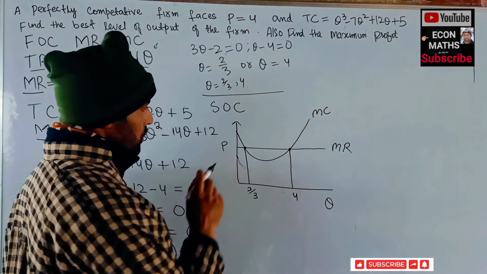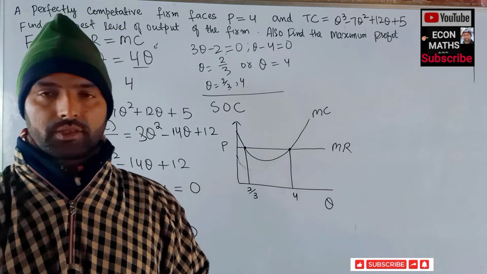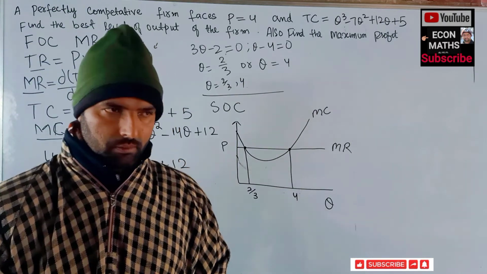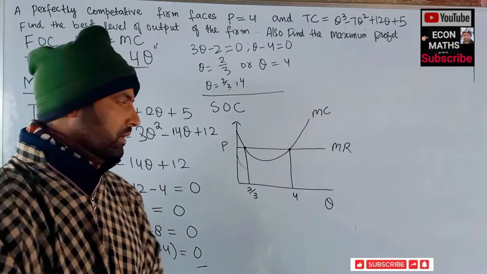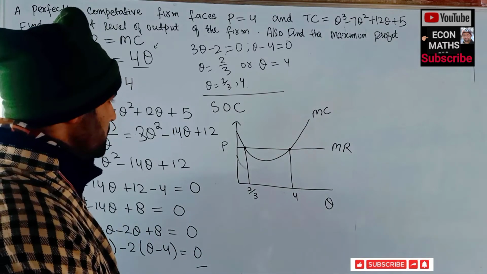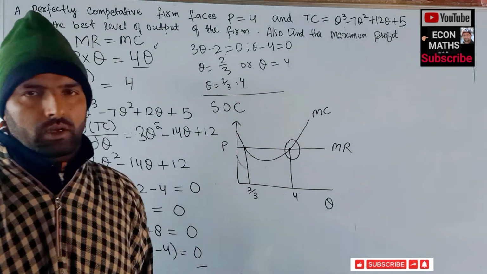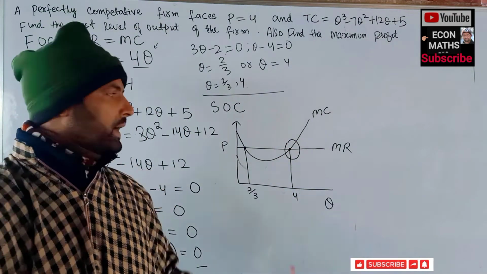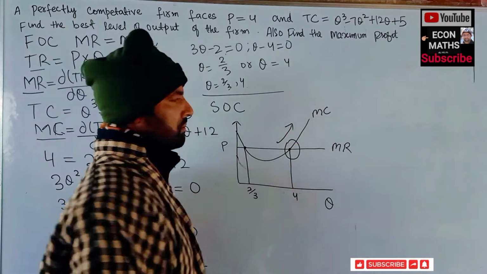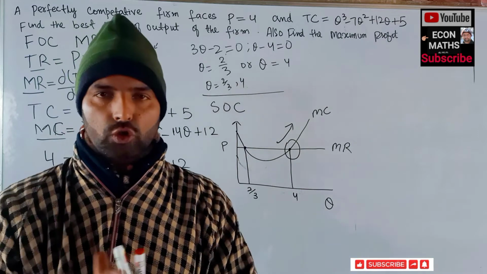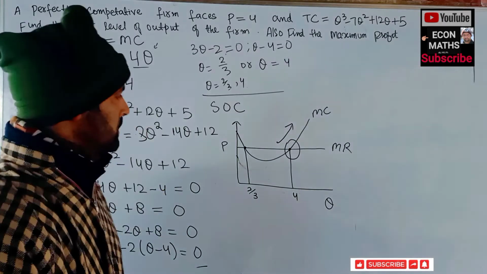Second order condition requires that the slope of the marginal cost should be positive at the intersection of the marginal revenue and marginal cost. So that means at the intersection point, where marginal revenue is equal to marginal cost, marginal cost must be rising. By rising marginal cost, we mean the slope of the marginal cost should be positive. So we will show it mathematically here. I will rub this out.